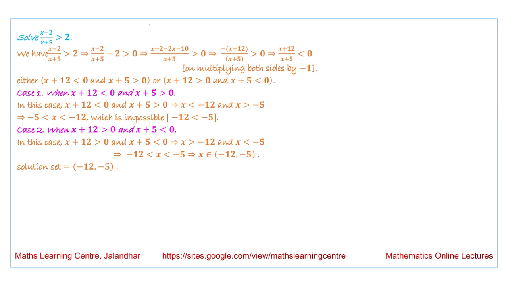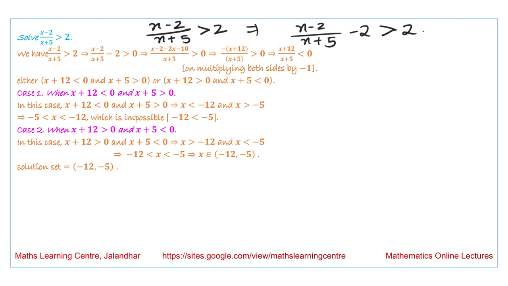Next we have x minus 2 over x plus 5 is greater than 2. So this implies that x minus 2 over x plus 5 minus 2 is greater than 0.